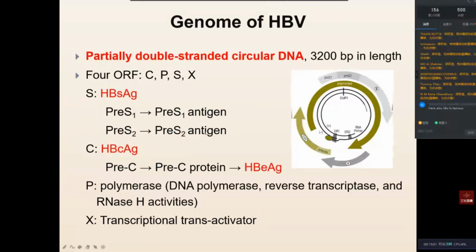The genome of HBV is pretty interesting because its genome is like this. It looks like a double-stranded circular DNA. See, some part of the genome is double-stranded. It's circular, but the problem is that it's not a complete circular double-stranded DNA, because some parts are double-stranded, but the other parts are single-stranded, and it's a circle, but it's not complete. So we call it partially double-stranded circular DNA. The size of it is 3,200 bp, so that's 3.2 kb in length.